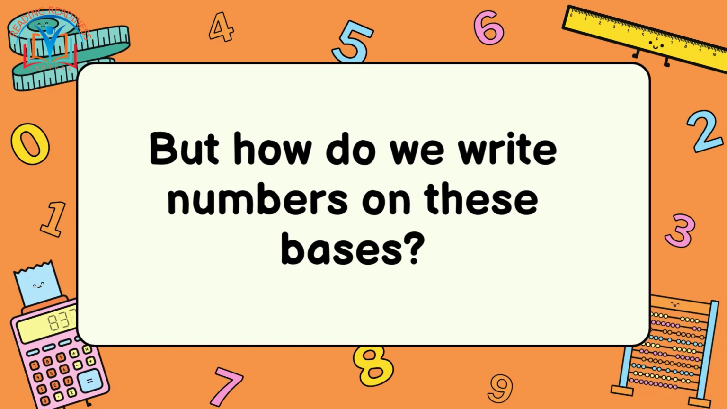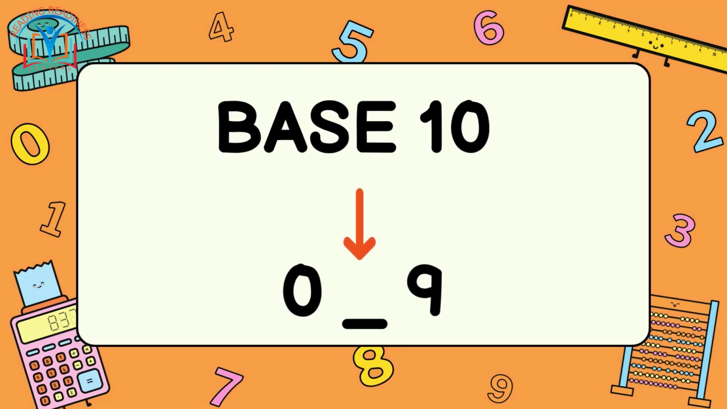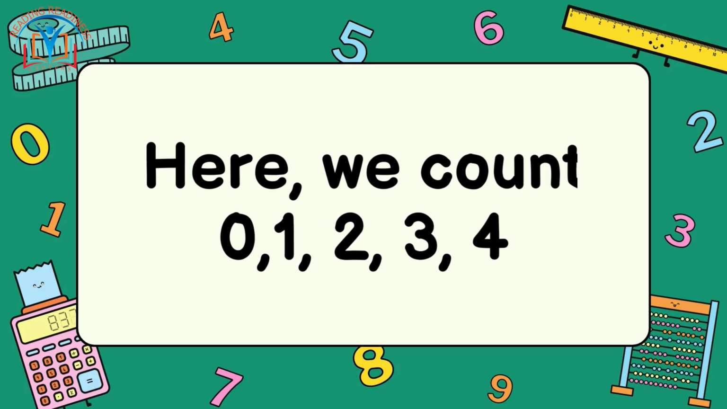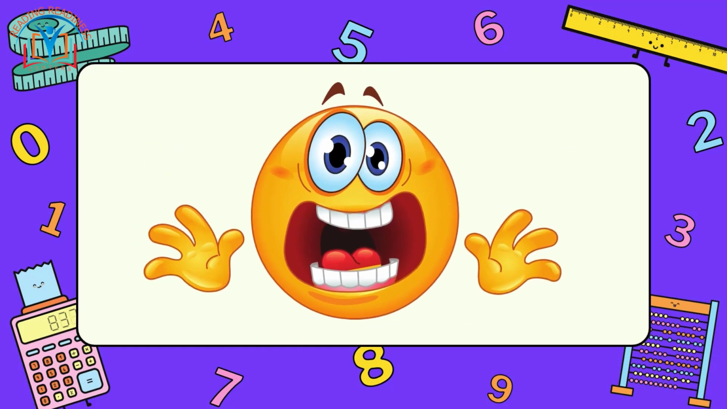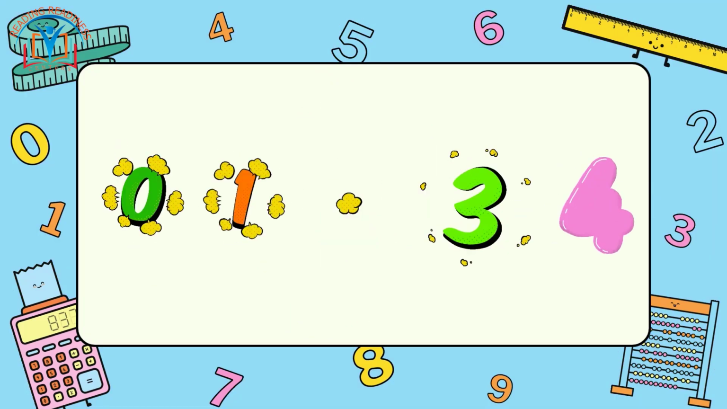But how do we write numbers on these bases? In base 10, we use digits 0 to 9. Now, let's explore base 5. Here, we count 0, 1, 2, 3, 4. Wait, what? Yep, in base 5, we use digits 0 to 4.